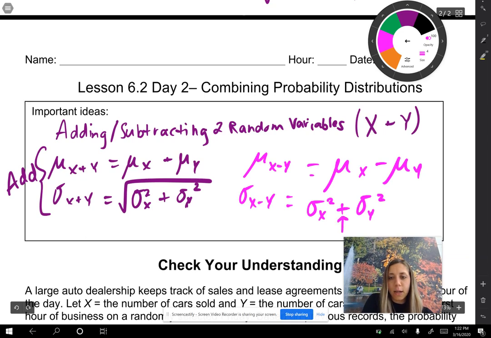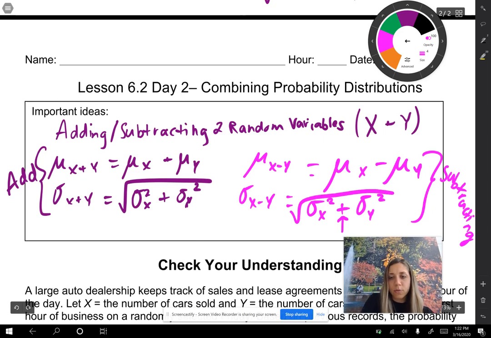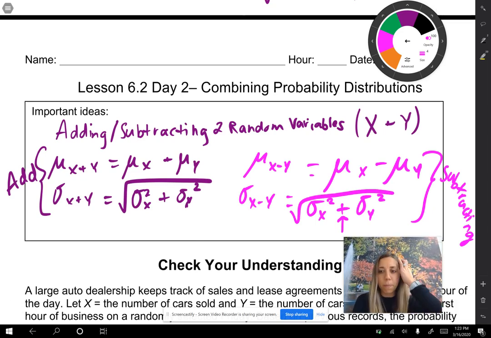But this is the key here. Even though this is for subtracting, your variances still get added and you take the square root of this. So that's not a mistake there. That's on purpose, that's addition, not subtraction, no matter what, if you're adding or subtracting the two random variables.